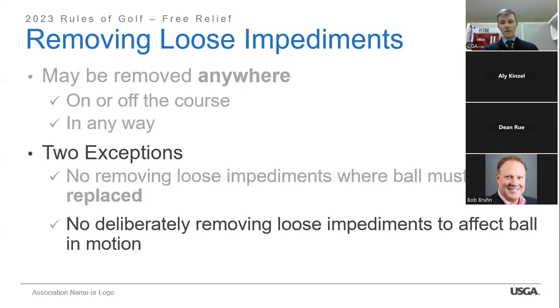And no deliberately moving loose impediments to affect the ball in motion. This is going to apply to movable obstructions as well. We'll see in a minute. Anytime we're moving or putting something down to affect that ball in motion, it's big trouble, and we're going to get a penalty for that most times. So if your ball's rolling on the green and it's rolling towards a stick and you move that stick, it's going to be a general penalty. So just keep that in mind when we're dealing with loose impediments.